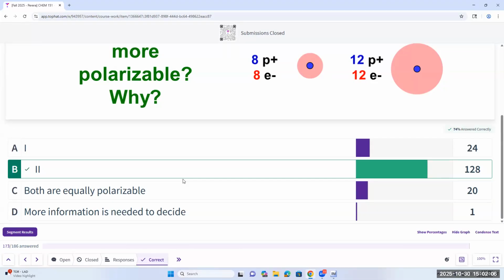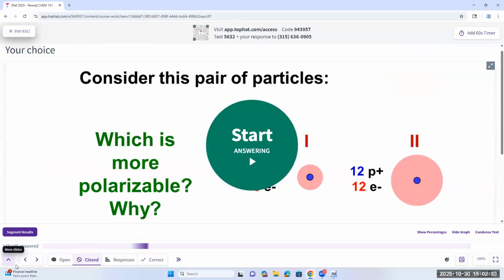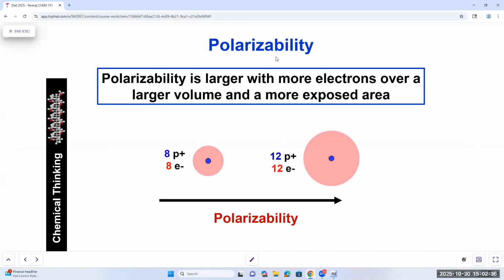Now, please get this. Particle 2 has more electrons and it is larger. As a result of that, it has a higher probability of getting perturbed, and that is polarizability. Because more electrons and more volume means you have a greater chance of getting polarized. That's why particle 2 is more polarizable. So to summarize, polarizability is greater with more electrons over a larger volume. Greater the size, greater the number of electrons, greater the polarizability.